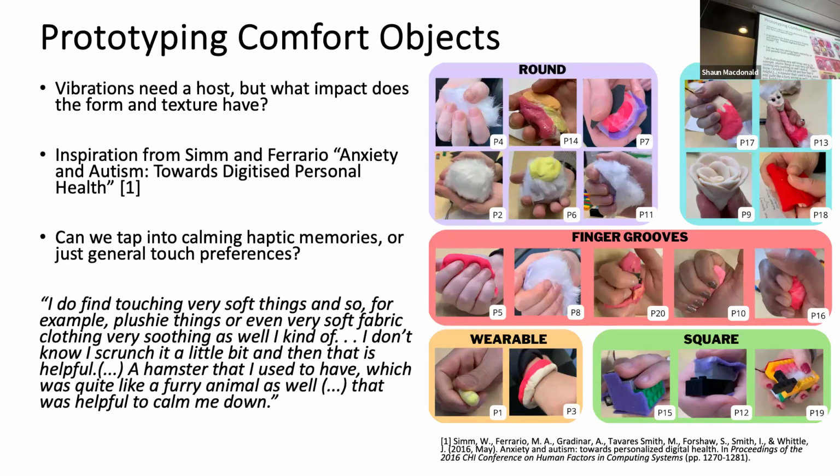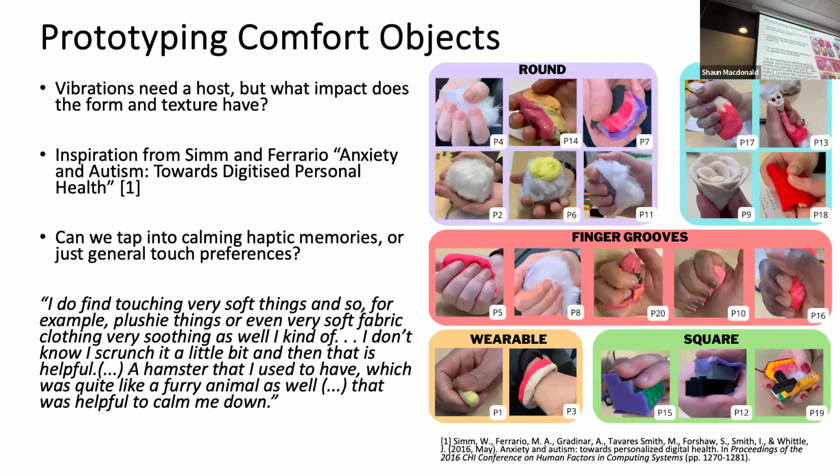So probably one of the most common form factors, you can kind of see it here, here, here, a little bit here, is round and covered in fluff, just like a small animal. And people often tapped into that, saying this is like a small animal. You can see this quote here: "I find touching very soft things, from plushy things, to be soothing. It's a bit like a hamster I used to have, that was a furry animal, and that helped to calm me down." So people like the idea of sheltering this small fluffy thing in their hand. But there's a lot of other designs as well.